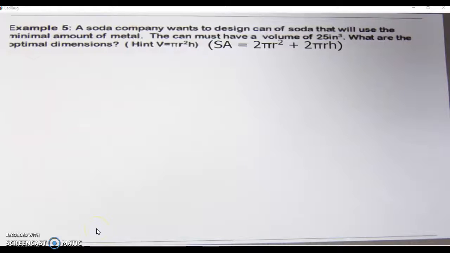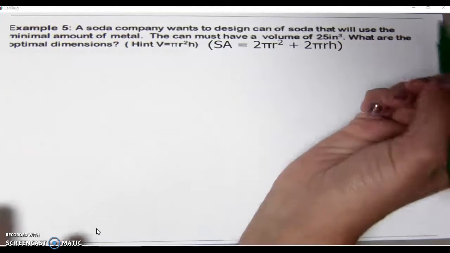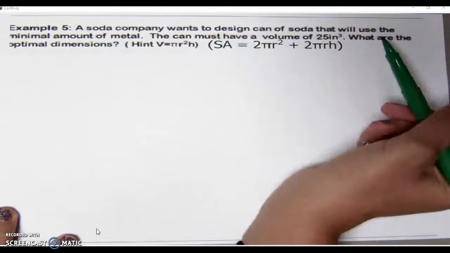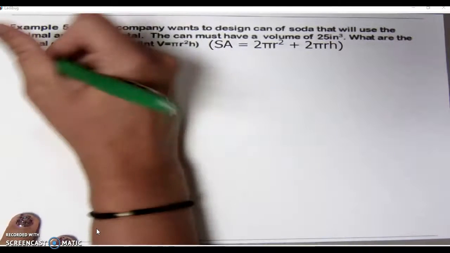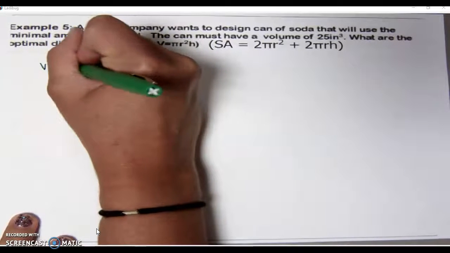Alright, so for example 5 it says a soda company wants to design a can of soda that will use the minimal amount of metal. The can must have a volume of 25 cubic inches, and what are going to be the optimal dimensions here? So we're working with a can of soda, so the outside of the can is going to be called our surface area, and then the volume is what could go in the can, which has to be 25 cubic inches.